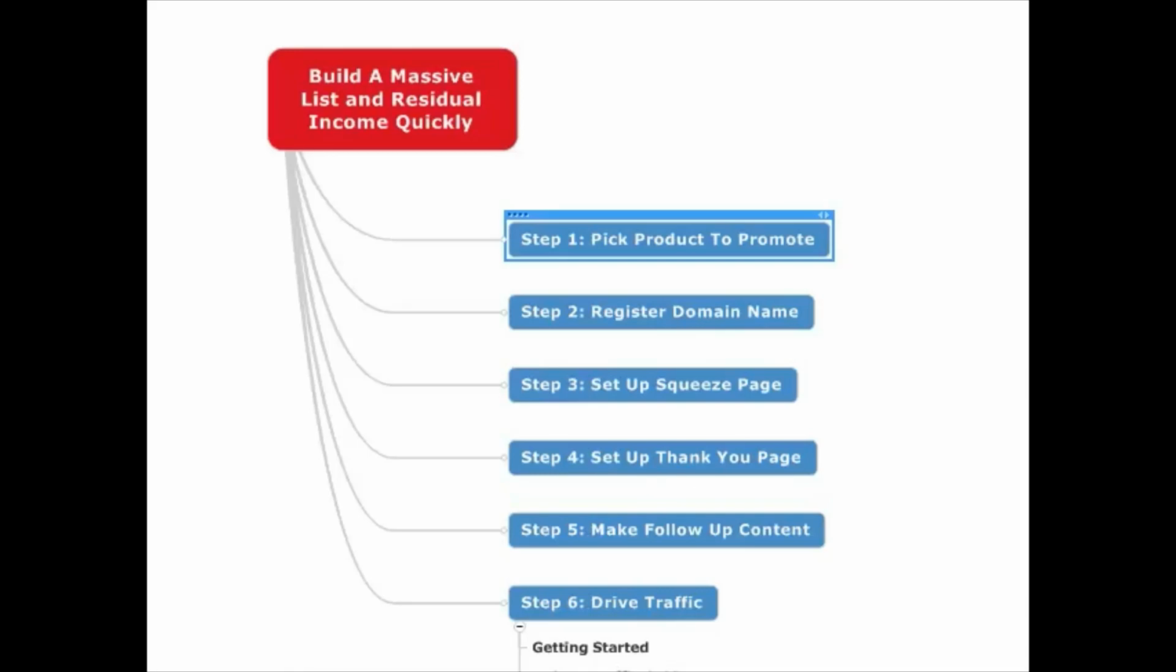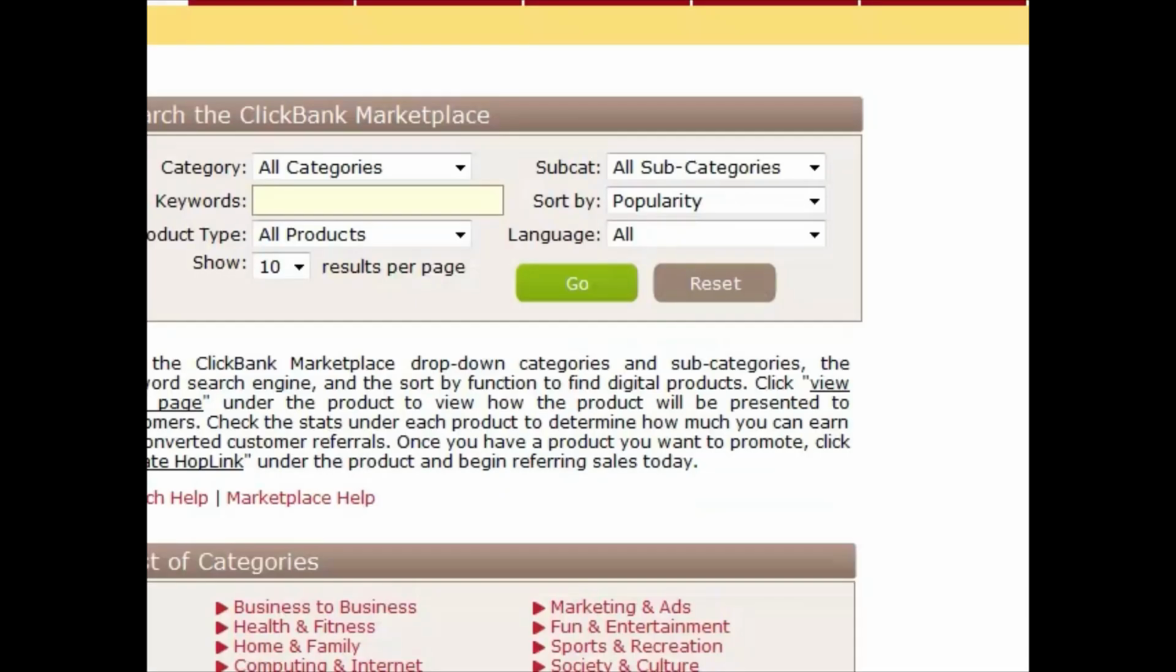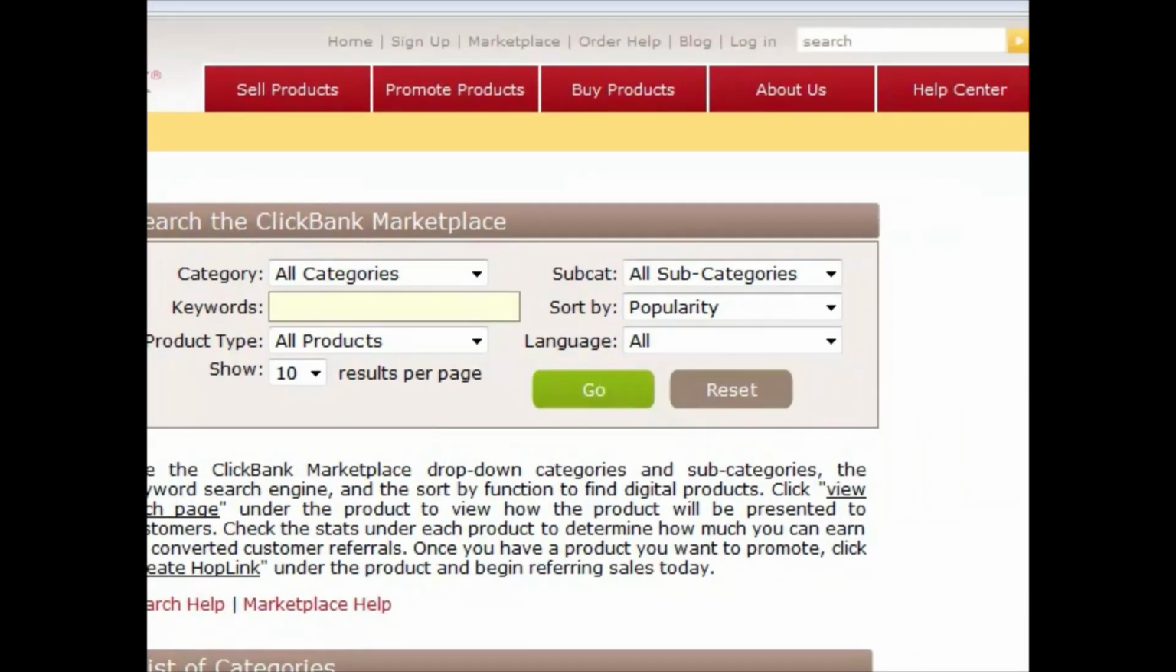So I'm going to give you a quick step-by-step way to pick a product and how to find out about their needs and their wants and stuff like that. We're over in ClickBank because that's the easiest to get set up, and this is good for people starting off.